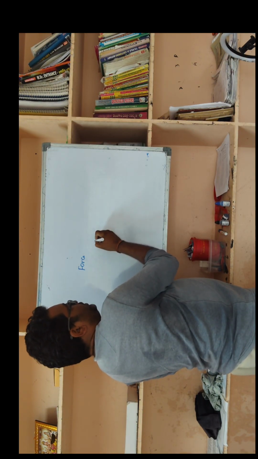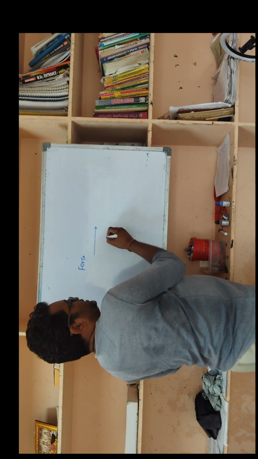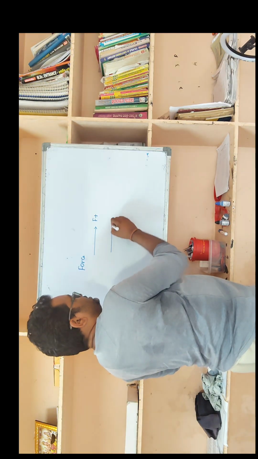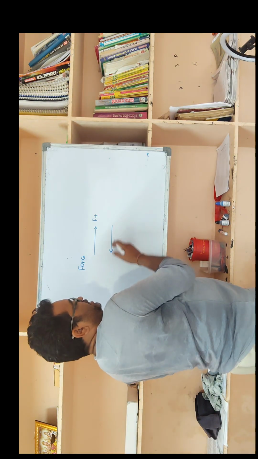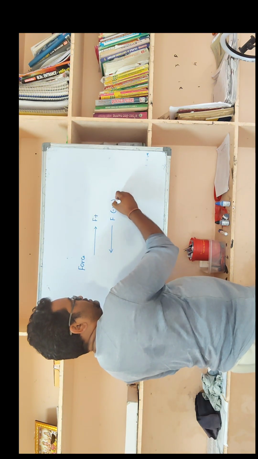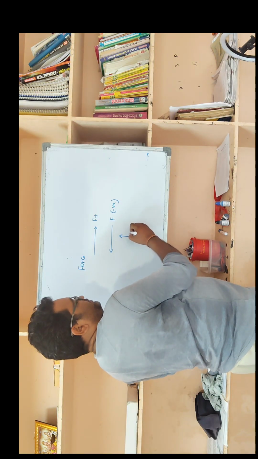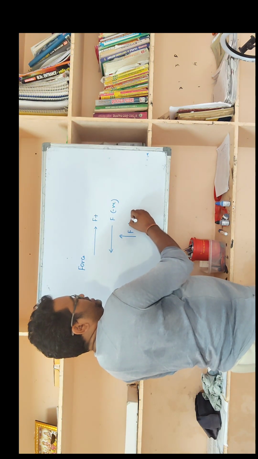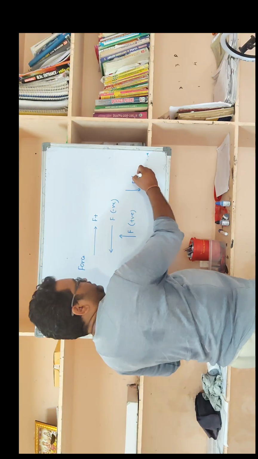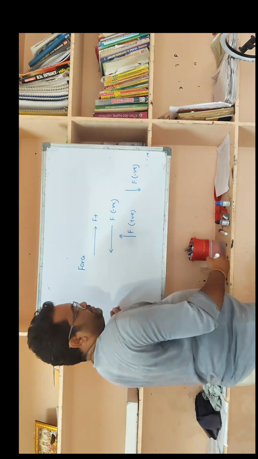Force represents magnitude and direction. If the direction is to the right side, the force is positive. If the force is in the opposite direction, that is the left side, then F is negative. If the force is in the upward direction, F is positive. And if it is downwards, F is negative.